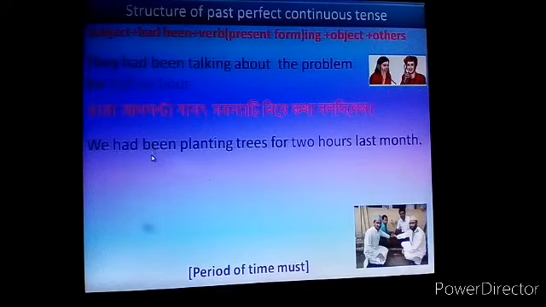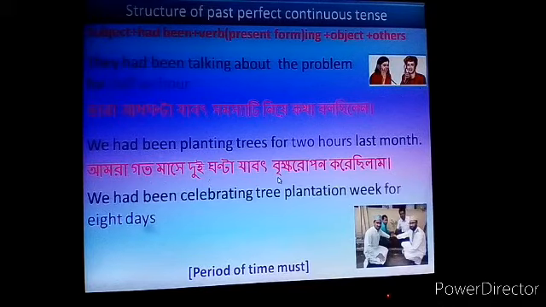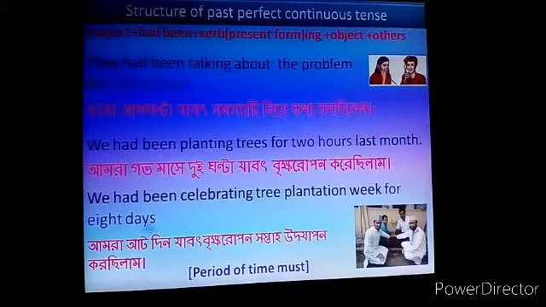We had been planting trees for 2 hours last month. Here we is the subject, had been planting is the verb plus ing, trees is the object, for 2 hours last month is the other part of the sentence. We had been celebrating tree plantation week for 8 days. In past perfect continuous tense, a period of time must be present.